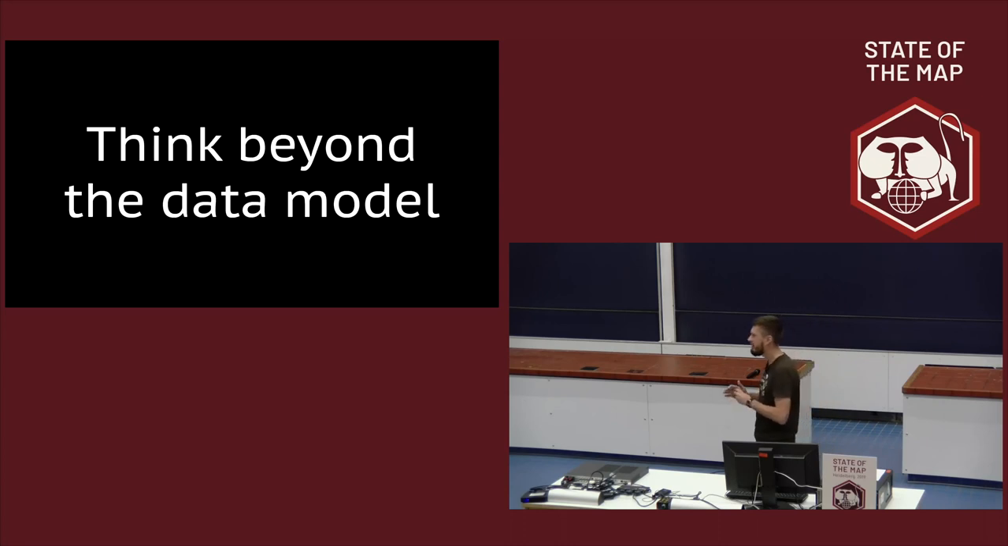And for that, we need to stop seeing trees as nodes, roads as ways, and bus routes as relations, but see things for what they really are: changes, not as part of changesets, not as versions, but as individual changes. We need to think beyond the data model, and with that, we need to make better tools that help people, not just rehash the data model. Thank you.